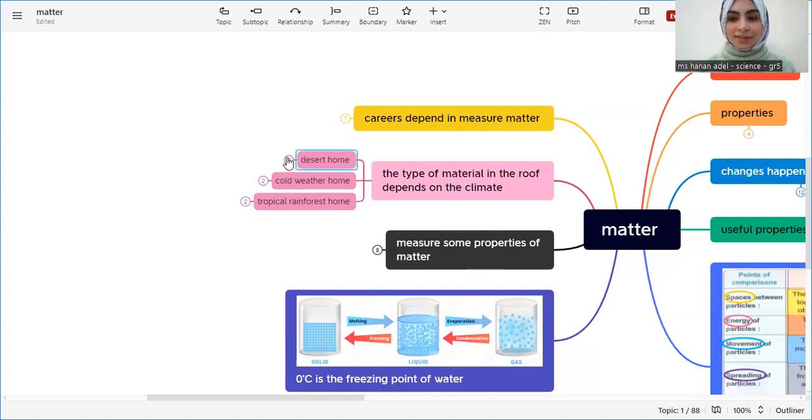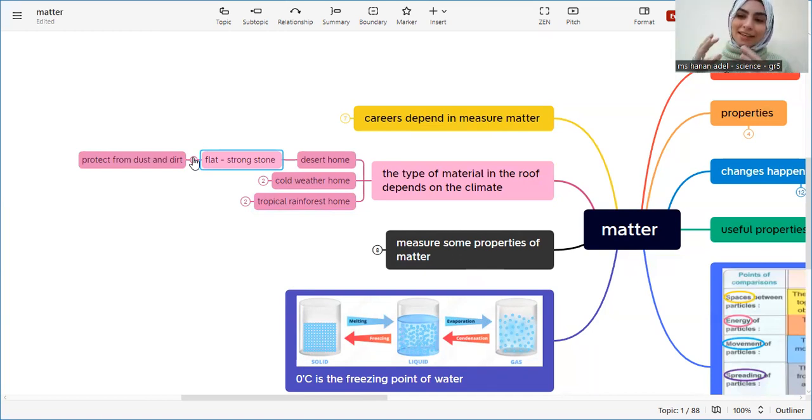If this home is in the desert, I will make the roof from desert stone and I will make it flat. Why? Because in the desert we have dust and dirt and sand everywhere. So we have to protect the home from this dust and dirt entering our home.